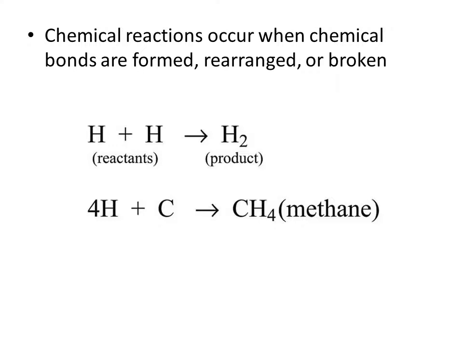Chemical reactions occur when chemical bonds are formed, rearranged, or broken. In this image below, we're looking at reactants and we're looking at products. We have an arrow that represents a yield sign. On the left side of the yield sign are the reactants, two hydrogen molecules. And on the right side of the yield sign, we have the product, H2.